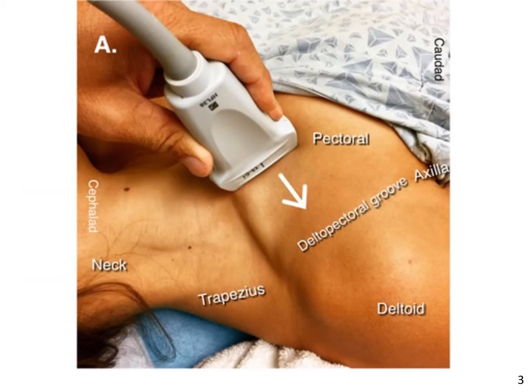For the best visualization of the anatomy needed to perform this block with ultrasound, the patient is placed supine. A towel roll can be placed under the shoulder. A linear probe is placed perpendicular to the clavicle as shown here. The probe can be slid medial and lateral until the landmark of the axillary artery is seen in the short axis.